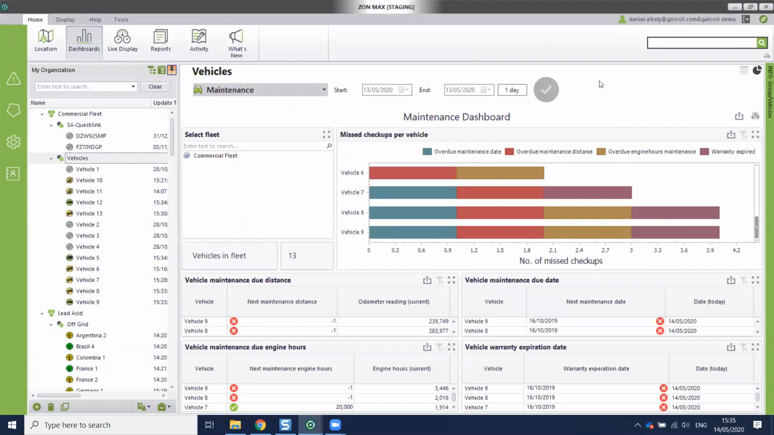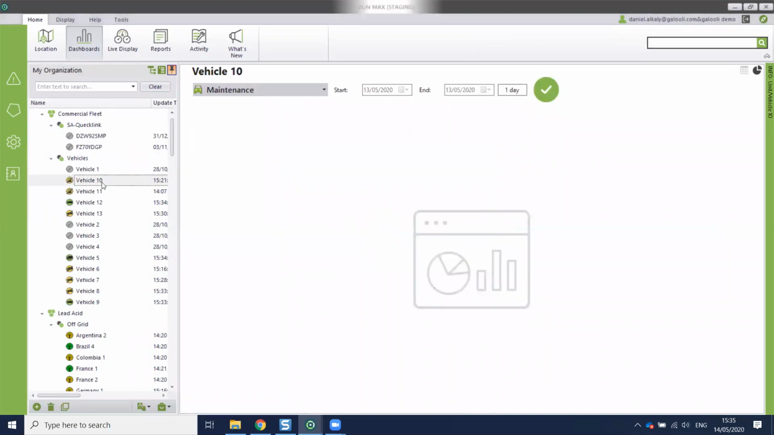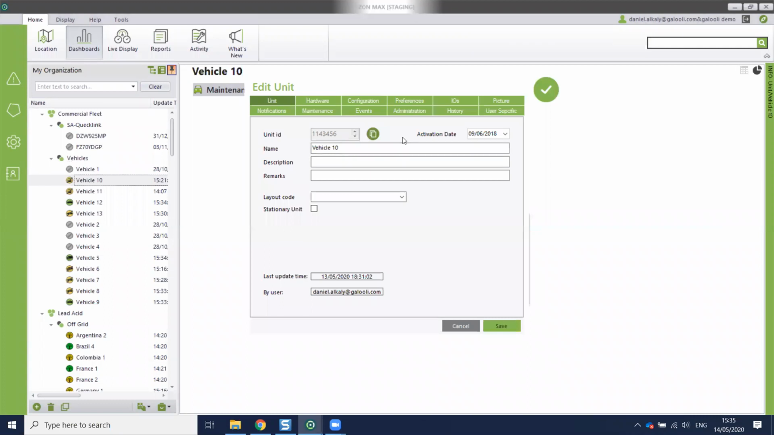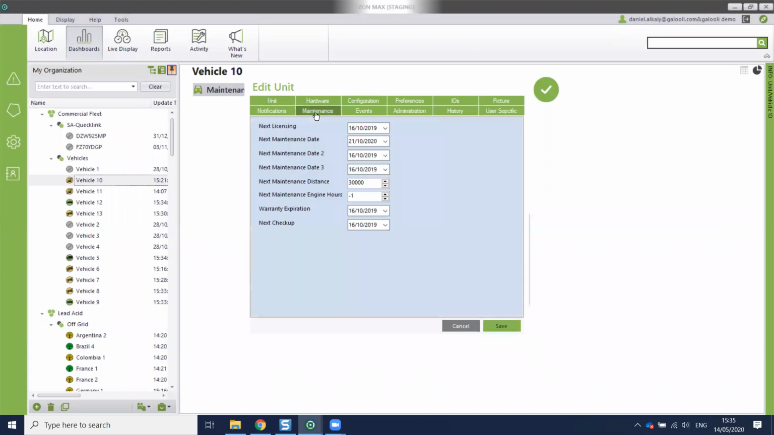So the next dashboard we have is the maintenance dashboard. And actually, let me once again go into a vehicle. Okay, and I'm going to go into the maintenance tab. I don't know how many are familiar with this, so I want to show this. Basically, the maintenance tab is meant to indicate dates of maintenance. When is my next maintenance, either per date or per distance or per engine hours?